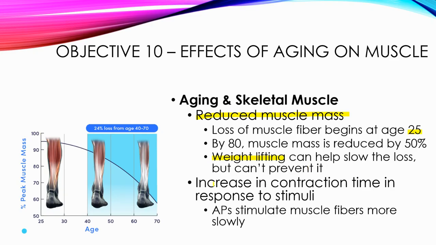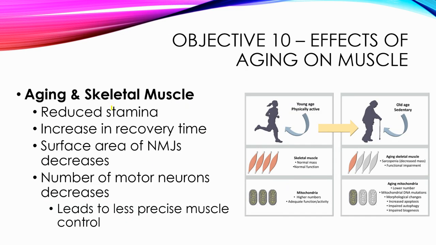We can increase the time it takes to contract, and so the stimulation happens more slowly, and so we don't have as fast of reaction times. We could also have reduced stamina. You know, a lot of times if you are older, you just can't do things the way you used to. It does take longer to recover after you have a workout. It's a lot harder to get out of that bed when you're 40 versus 19.